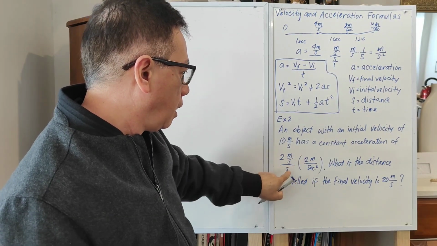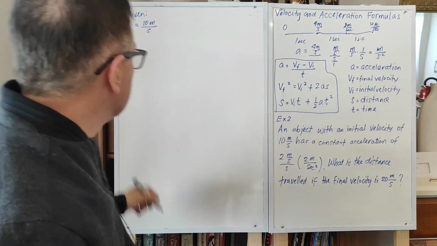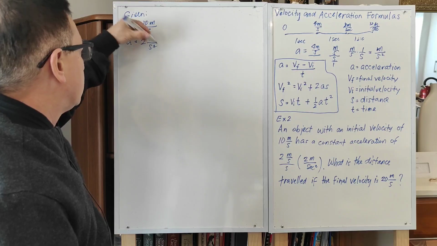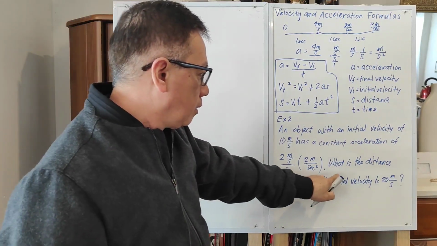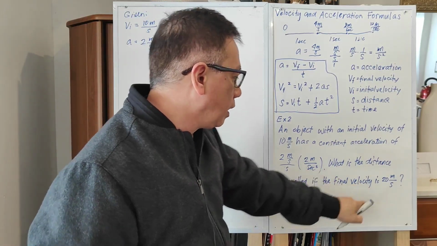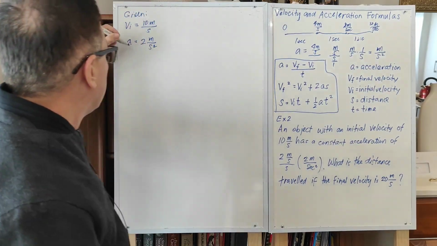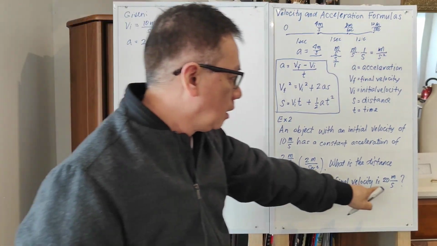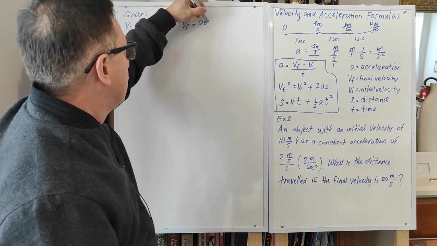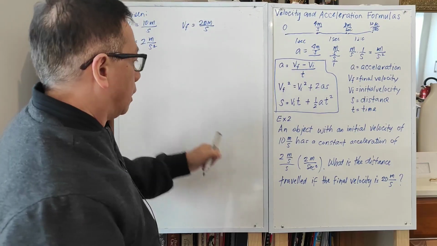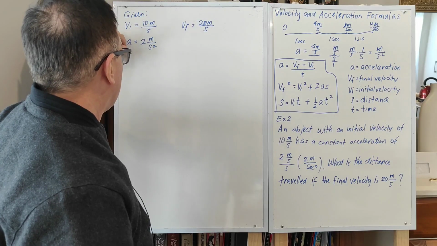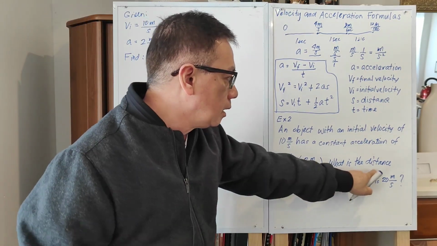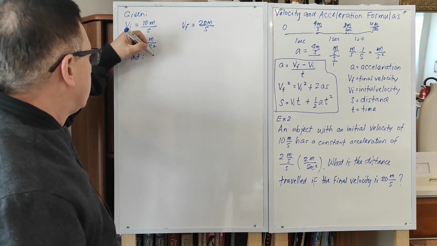And then an acceleration of 2 meters per second squared. So your A is 2 meters per second squared. So your final velocity VF is 20 meters per second. Now, what do you need to find? What is being asked? What is the distance? So find S.